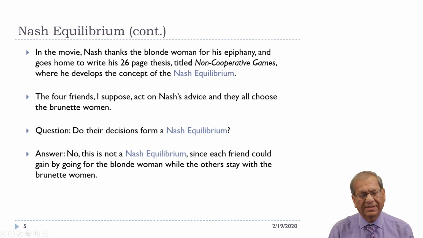The answer is that it is not a Nash equilibrium, since each friend could gain by going to the blonde woman while the others stay with the brunette women. So according to our second definition, it is not a Nash equilibrium.